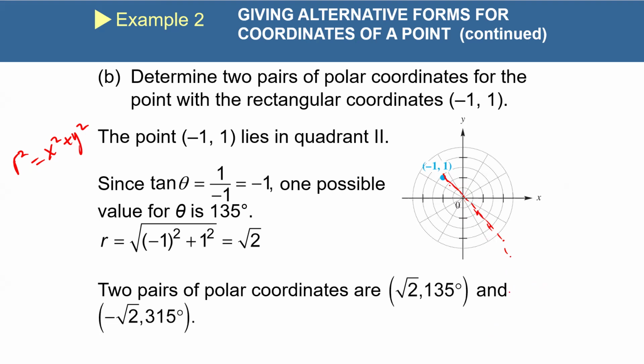And this would put me at 315, which is the 45-degree reference angle in quadrant number 4. Okay, and those would be our two pairs.